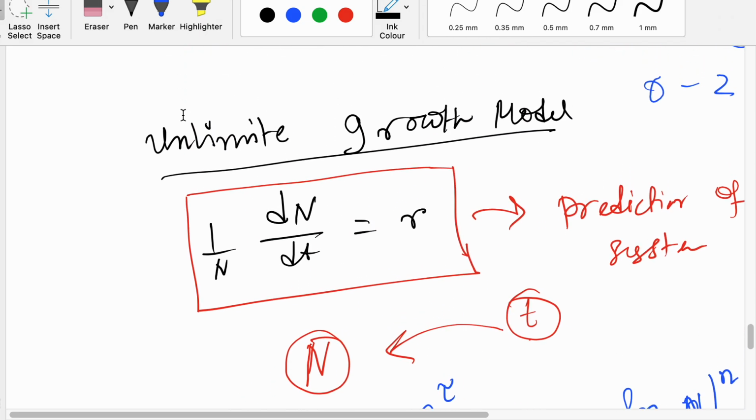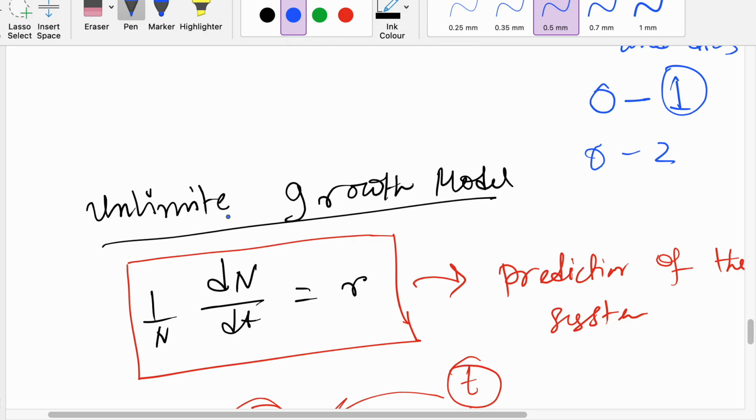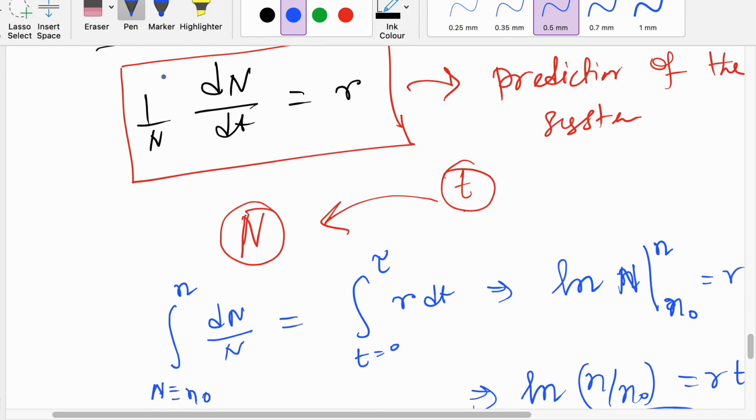So what we have seen in the previous class is that for any population growth model we need this quantity. We have to write it from the assumptions, and those assumptions are based on basic observations from nature. Based on those observations, we generally write the per capita growth rate, 1/N dN/dt, where N is the population size at time t.